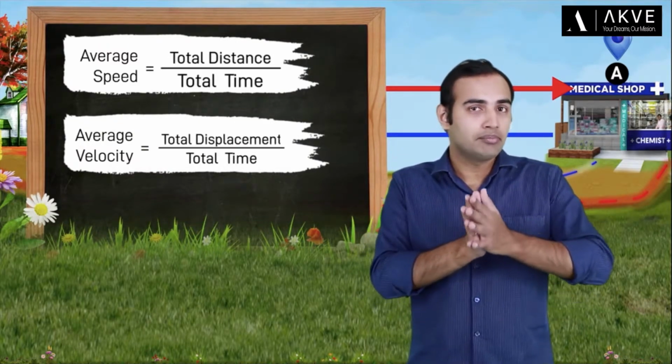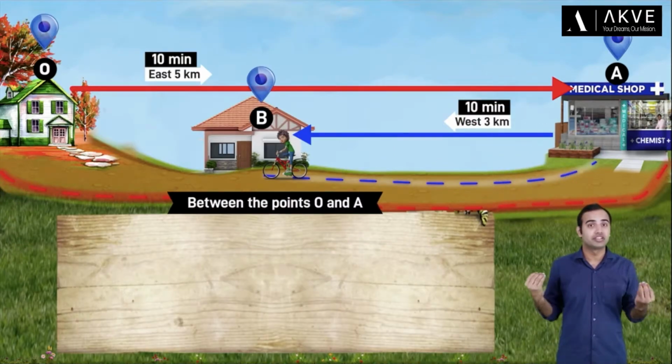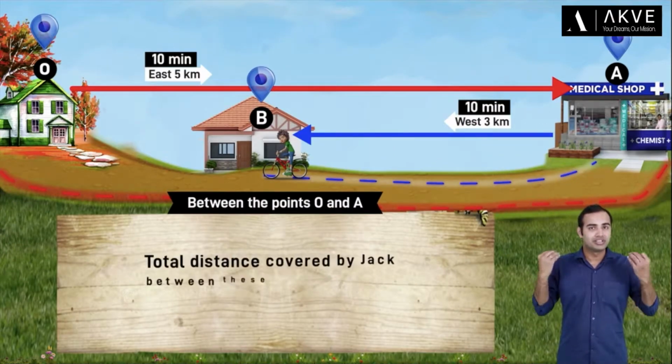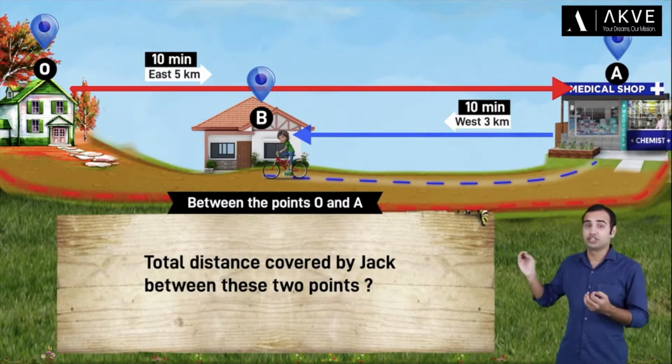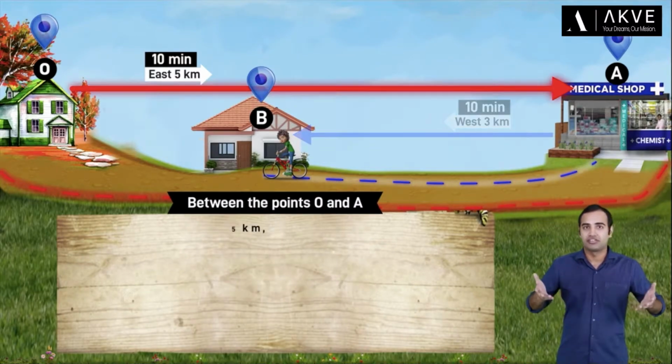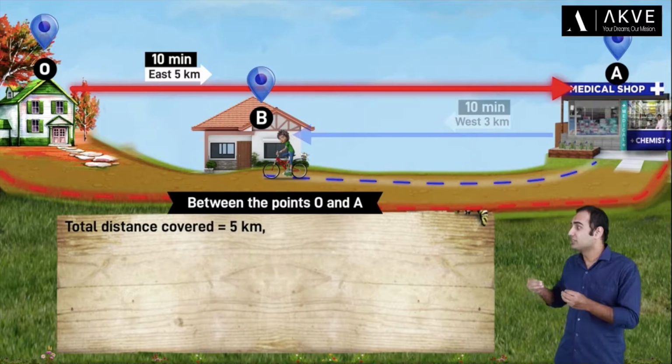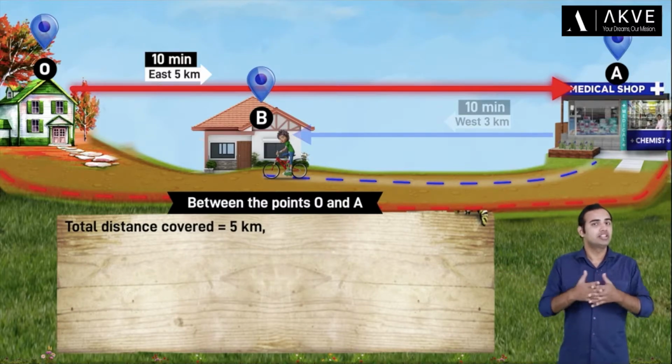Now let's begin by considering points O and A first. What do you think is the total distance covered by Jack between these 2 points? Well, it's nothing but 5 kilometers. And what do you think is the total displacement covered by Jack between these 2 points?